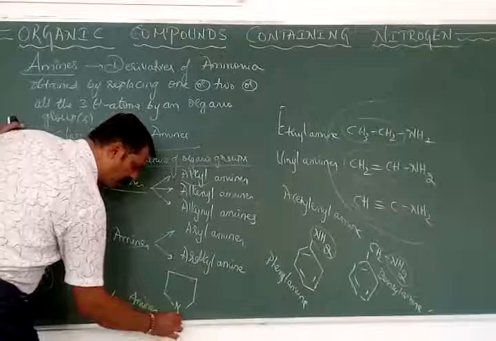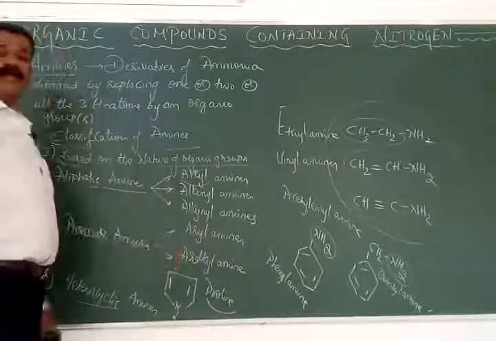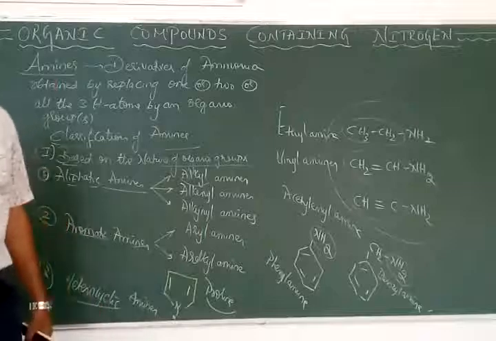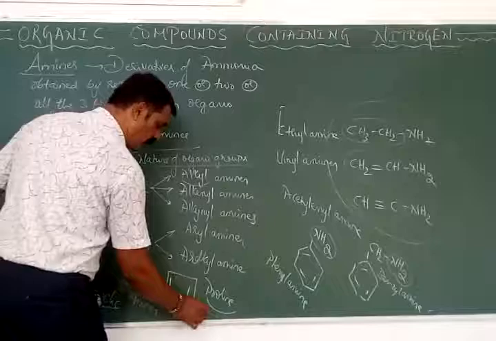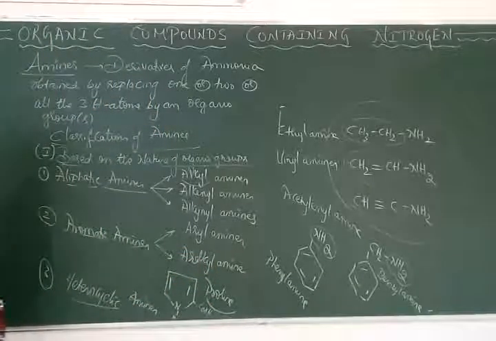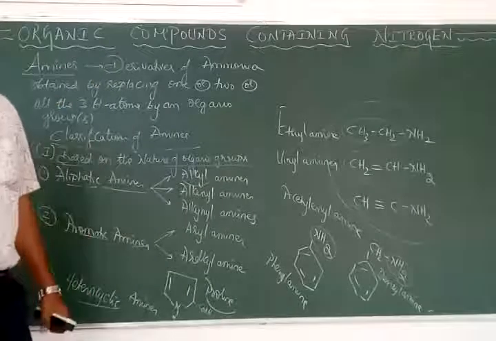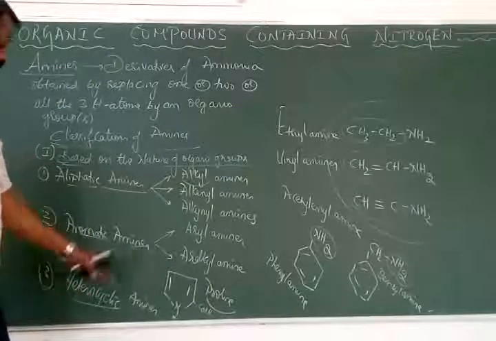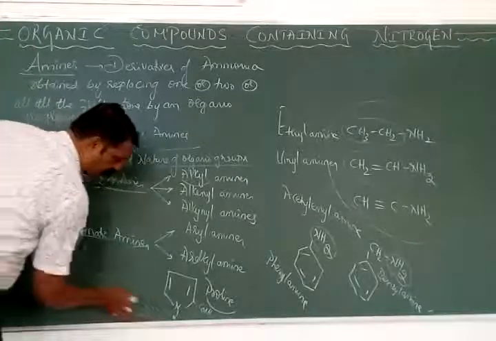This is called proline, I think. An example for an amino acid. Proline means where the COOH is also present, but we won't concentrate much on that. Or you can take pyridine and pyrimidine. They are examples of heterocyclic amines. But as far as this is concerned, we can't concentrate more on this.